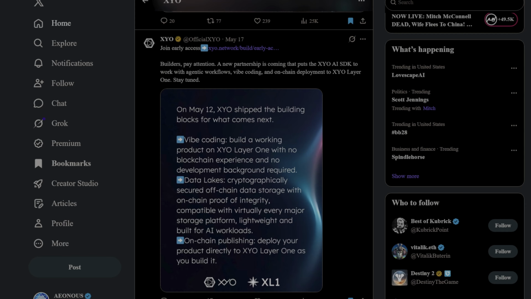Part of this is going to be the data lakes as well. These are cryptographically secured off-chain data storage, having on-chain proof of integrity, being compatible with just about every major storage platform, being lightweight, built for AI workloads. That's something that, again, is going to be the main point going forward as I go over a number of these updates and these posts that XYO have made over the last couple of months.